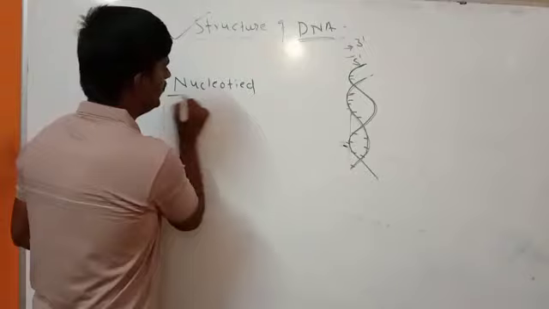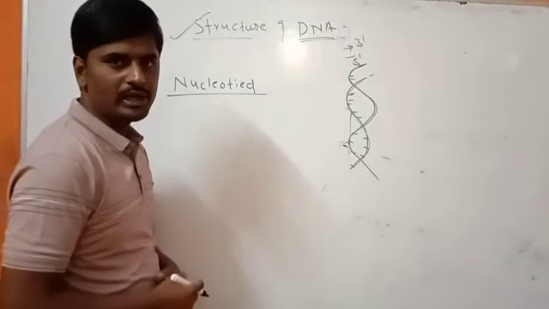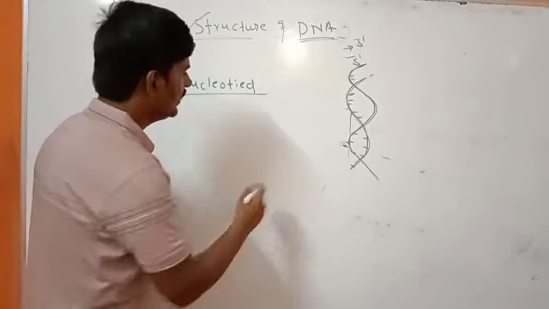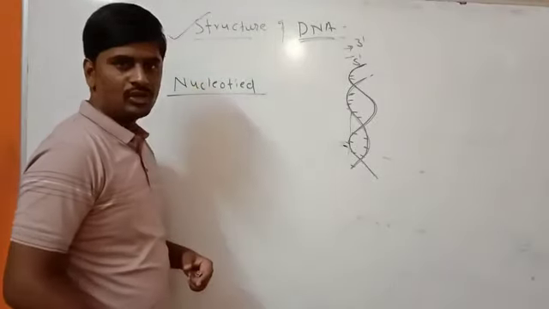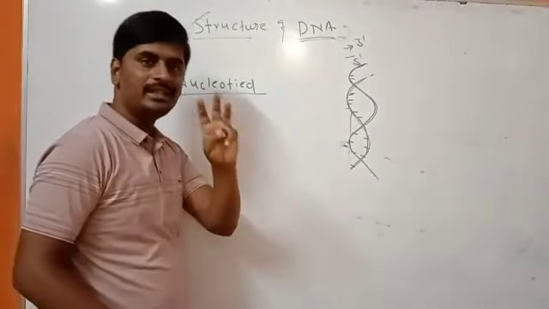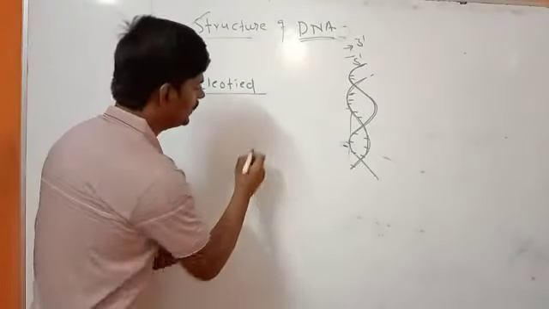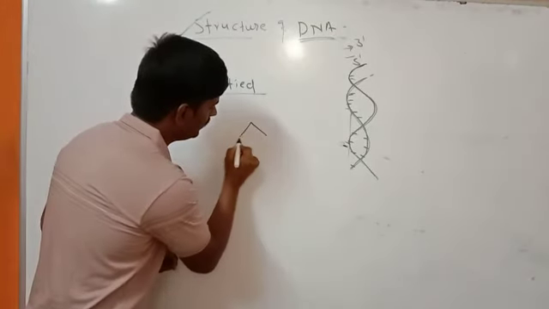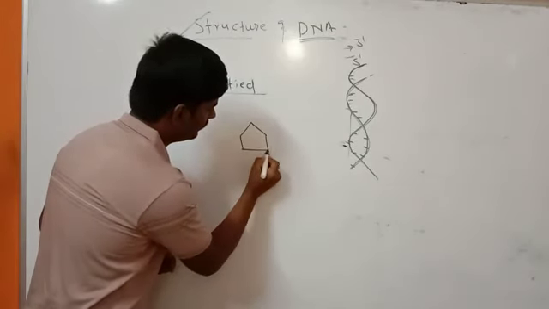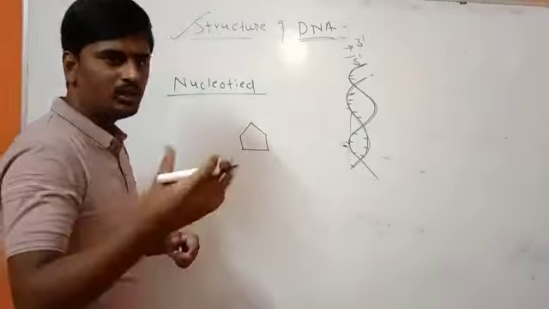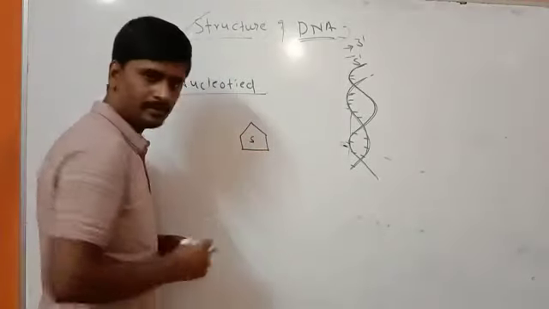Nucleotide. So let us see the structure of nucleotide. The structure of DNA is made up of basically 3 components. Let us take sugar first of all. Which sugar? Ribose sugar, and ribose sugar is a pentose sugar. See, this is the pentose sugar.